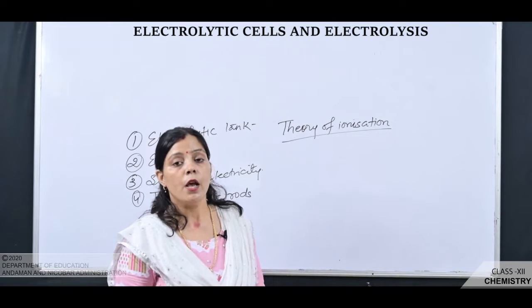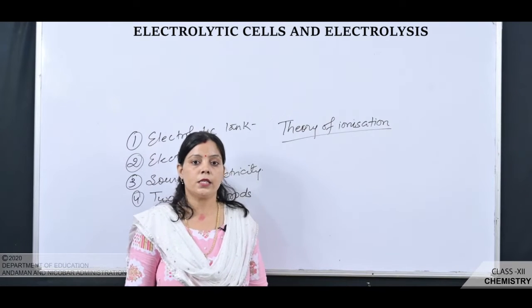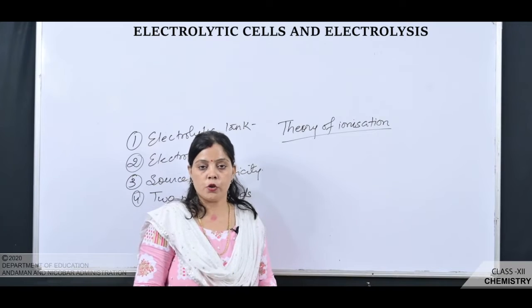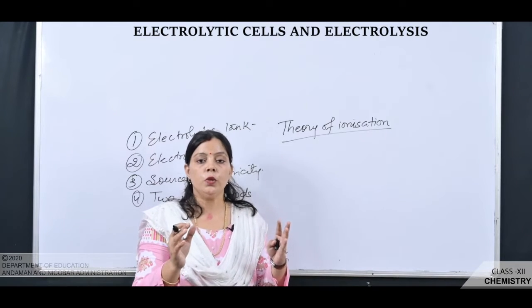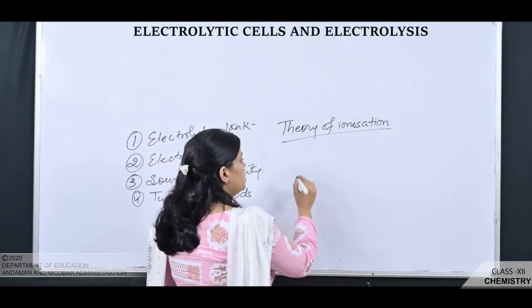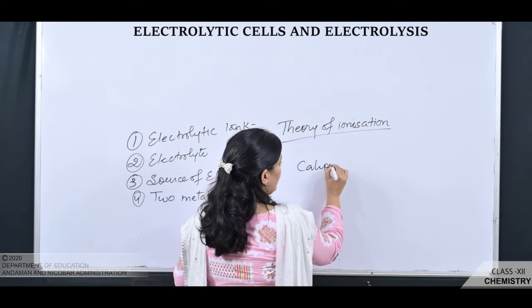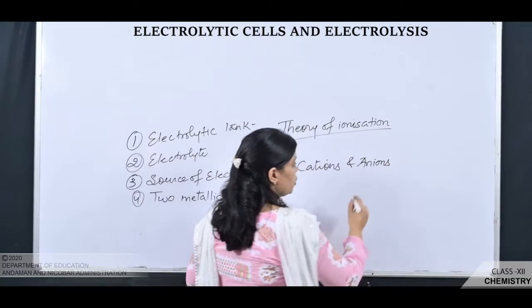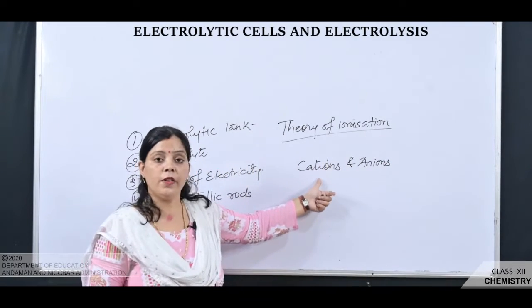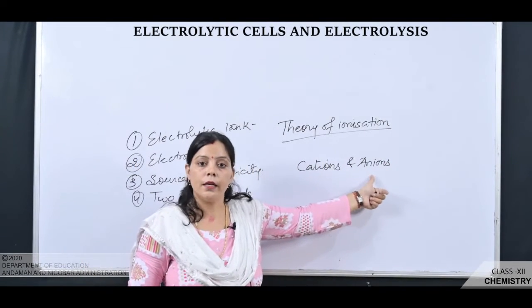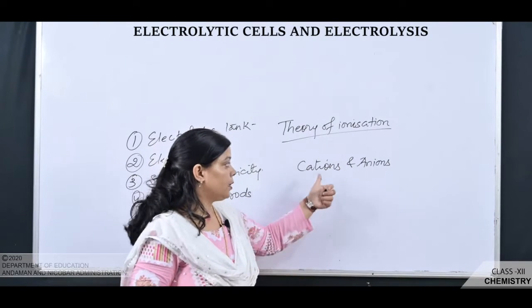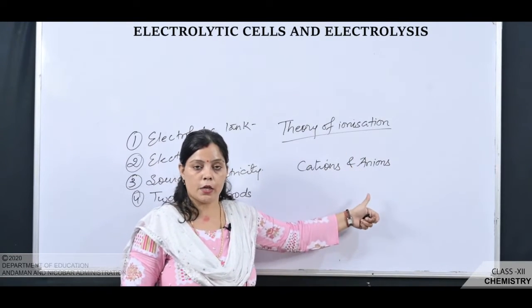So when an electrolyte is dissolved in water, or in a polar solvent, it is split into charged ions. That is, it is split into cations and anions. These are the positively charged ions and these are the negatively charged ions in the electrolytic cell, and these ions are present in the electrolyte.